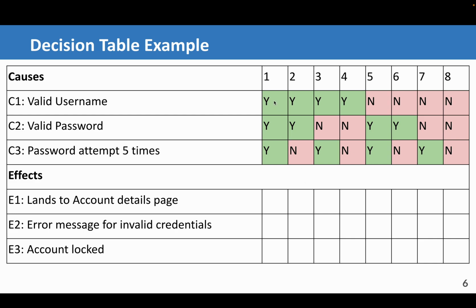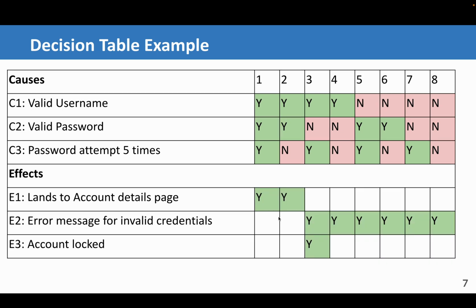Like, first, we can see this first combination indicates that we have a valid username, valid password, and password attempts of 5 times. If all these conditions are satisfied, then what will be our effect? The same goes for condition 2, condition 3. We'll check each condition, and then based on our requirement, we'll fill the effect section. So here in this decision table, we have filled our effect accordingly.